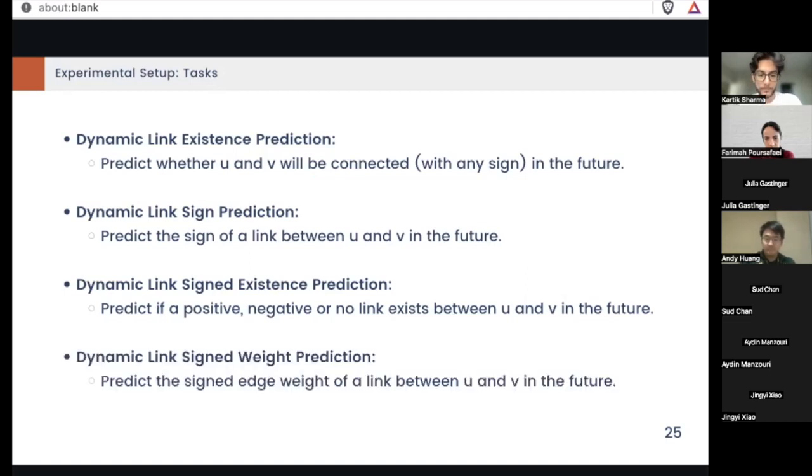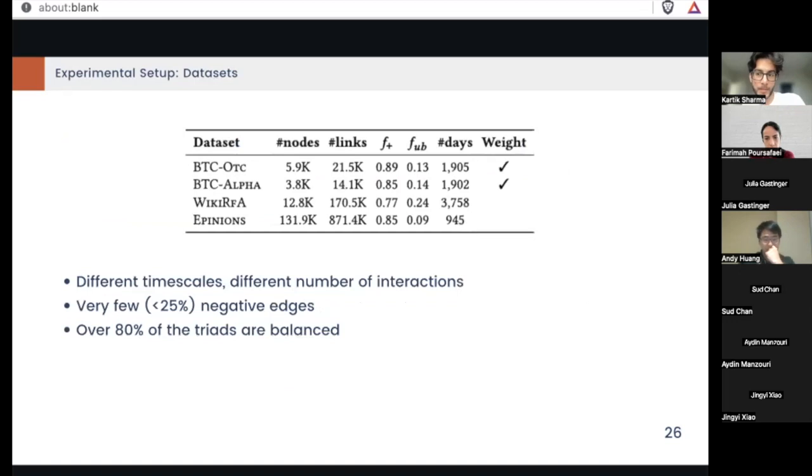Okay. So we use 4 different data sets. These are publicly available, and you can see they have different time scales and different numbers of interactions. Some of the observations are that there are very few negative edges, less than 25% across all the networks.